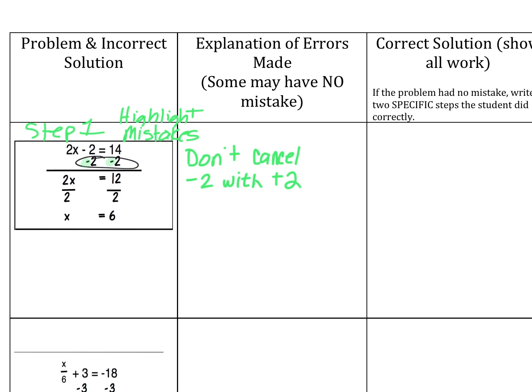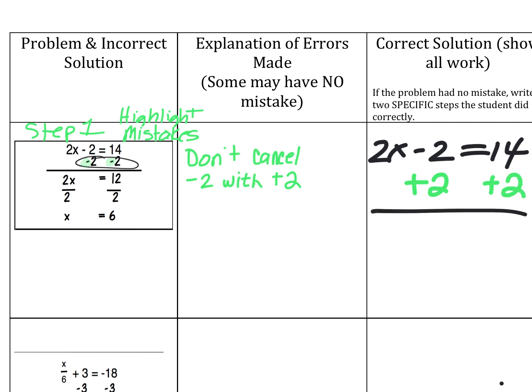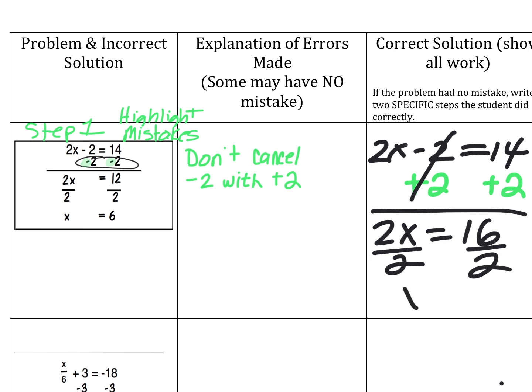Step 3, solve it with the correct solution. When you get your papers back, that's what I do for you. I show you what you should have done. So we're going to fix that -2 with a +2 on both sides. So that's going to cancel, leave you with 2x. 14 plus 2 is 16. Divide both sides by 2. So all the other steps were right except for that +2.